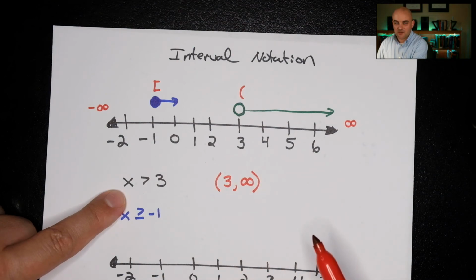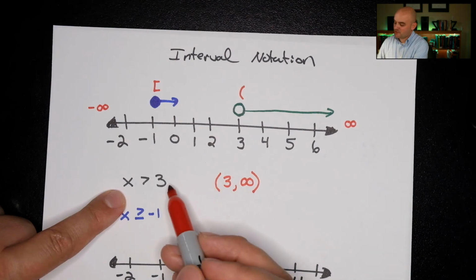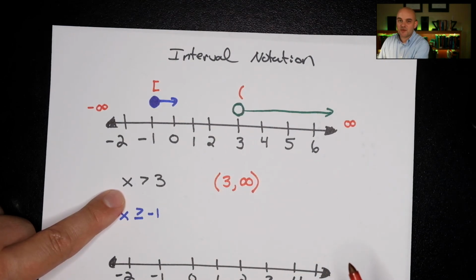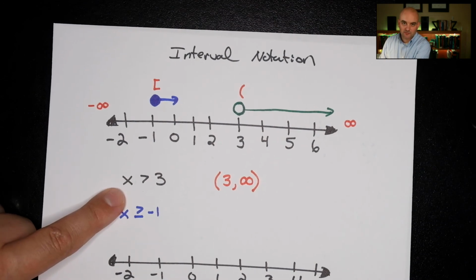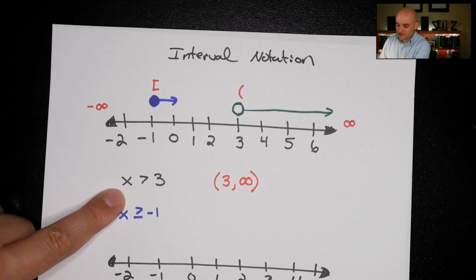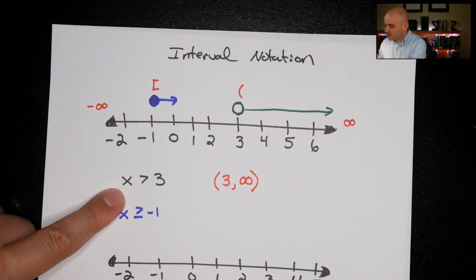I know what you're thinking. You're saying, well, that's pretty complicated. It's much easier to read this. But it does make things easier later on, at least I think it does. Either way, you've got to know it. So 3 to infinity, that's how you write it.